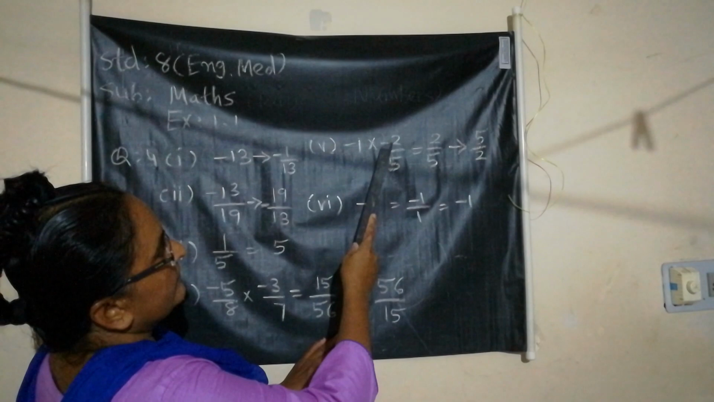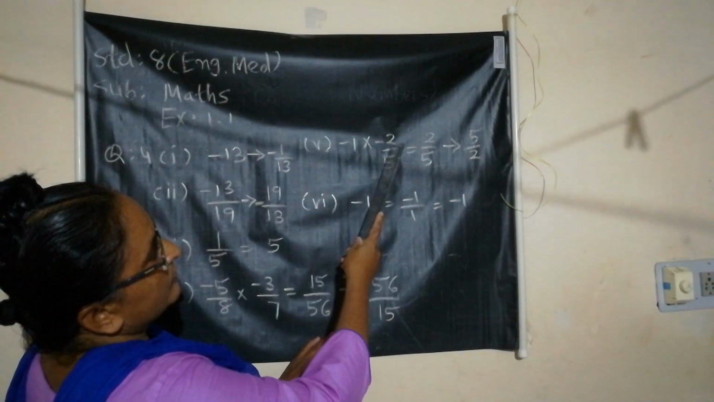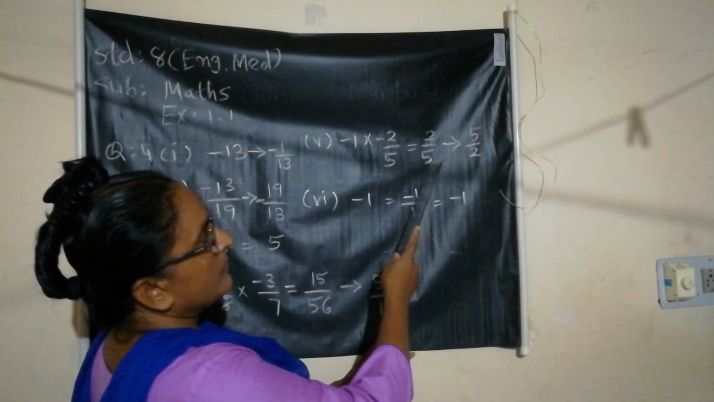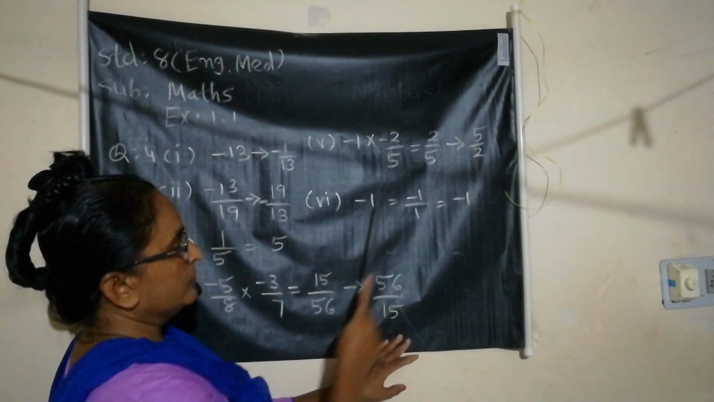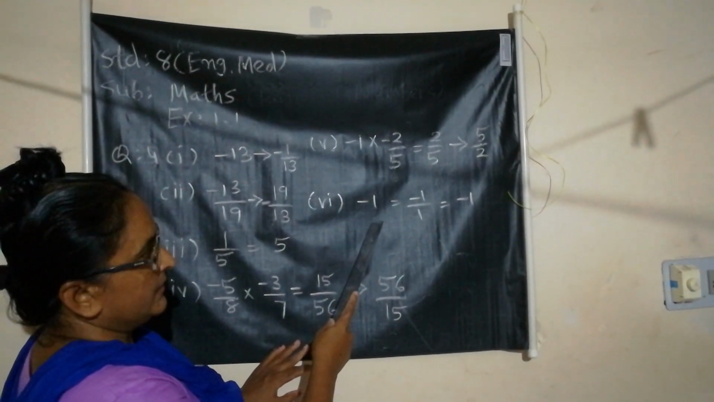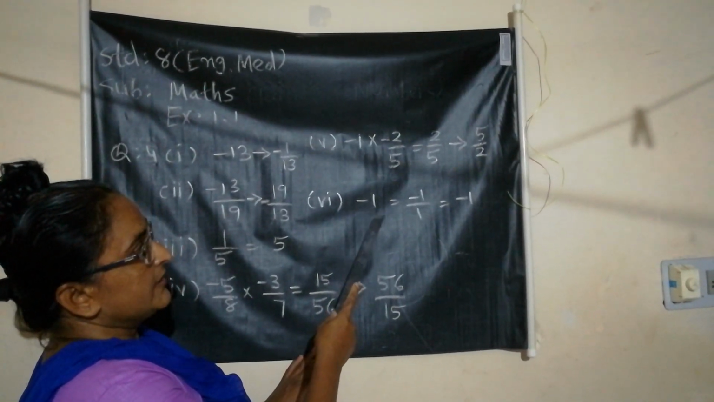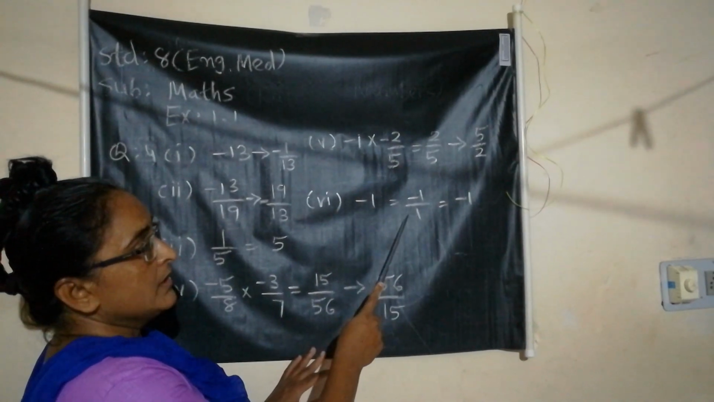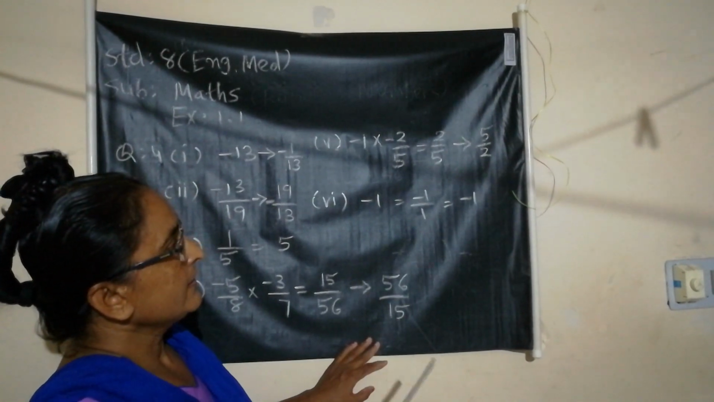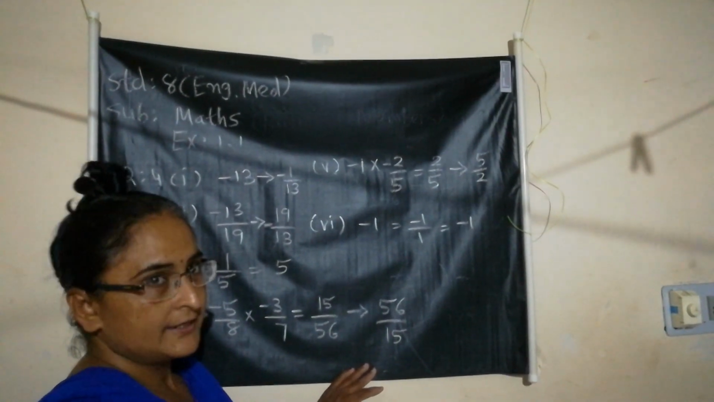Number 5, negative 1 into negative 2 upon 5. First we multiply. Negative 1 into negative 2 is positive 2 upon 5. Now the multiplicative inverse of 2 upon 5 will be 5 upon 2. Negative 1, here there is 1 as the denominator. Therefore, the multiplicative inverse of this number is 1 upon negative 1, which means negative 1. We have already learned that the multiplicative inverse of 1 and negative 1 is the number itself.